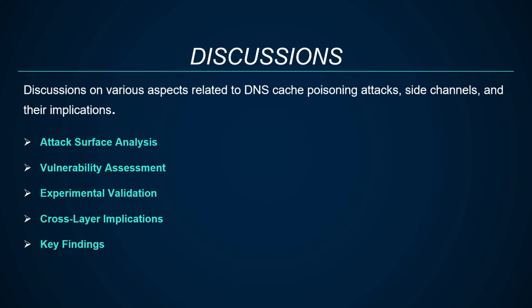Key findings. The document presents key findings related to the resurgence of DNS cache poisoning attacks with side channels, highlighting the need for robust security measures to mitigate these threats. The discussion sheds light on the evolving nature of DNS security challenges and the importance of addressing vulnerability at multiple levels.